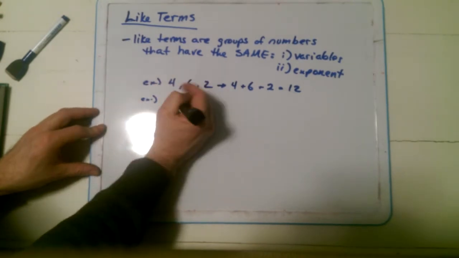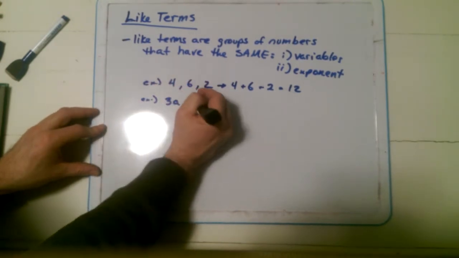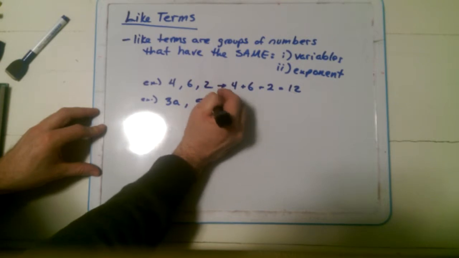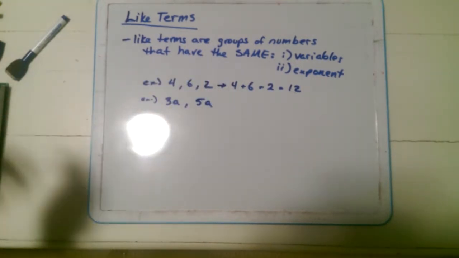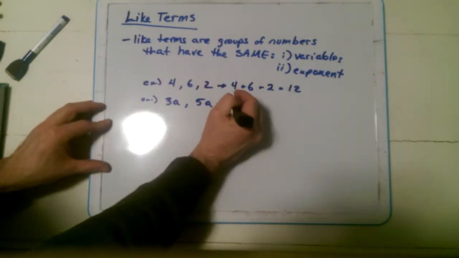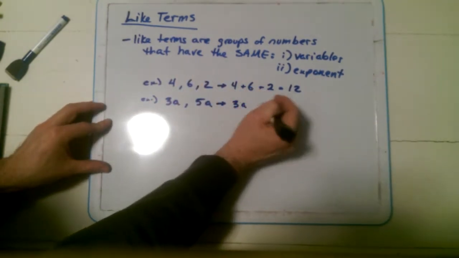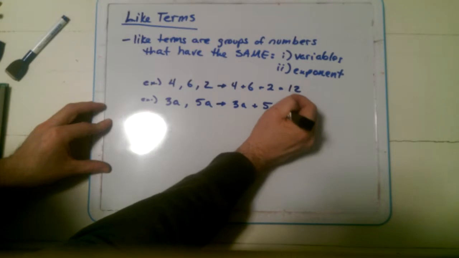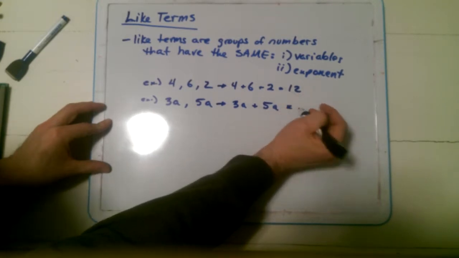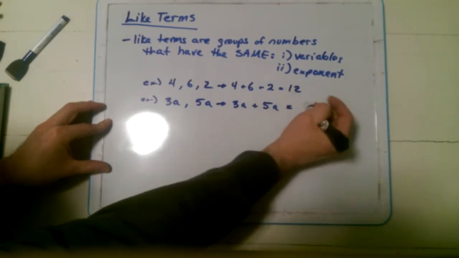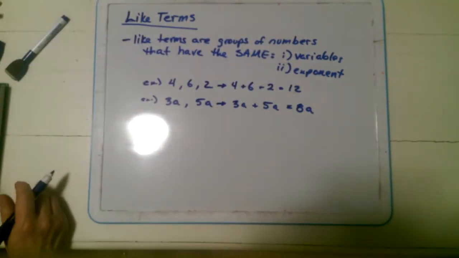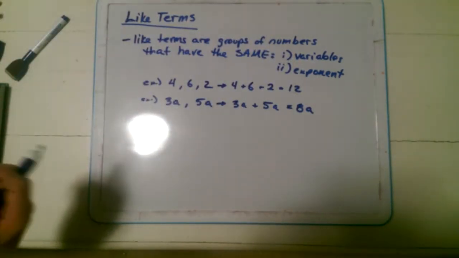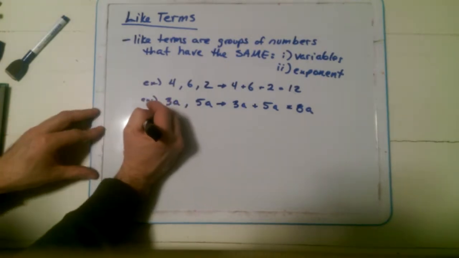Likewise, if I had something like this, well, 3a and I have 5a. Well, that's like saying I have 3 apples and I have 5 apples. I won't keep them in two groups. I'll put those together. And so I'll just go 3a plus 5a is equal to, well, I have 3a's there, 5a's there. I'm going to have 8a's all together. And that's what we mean by like terms, groups of numbers that we can put together.